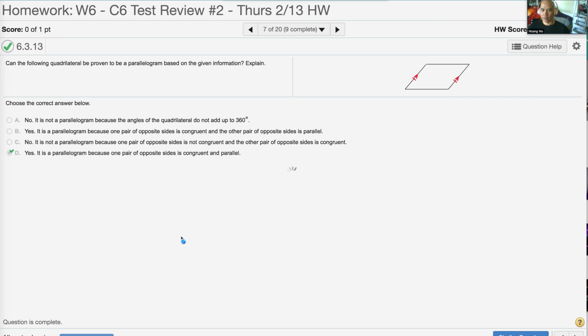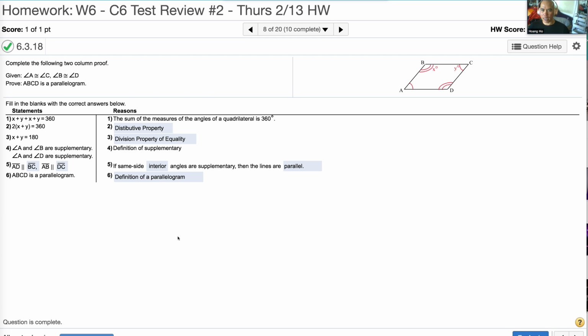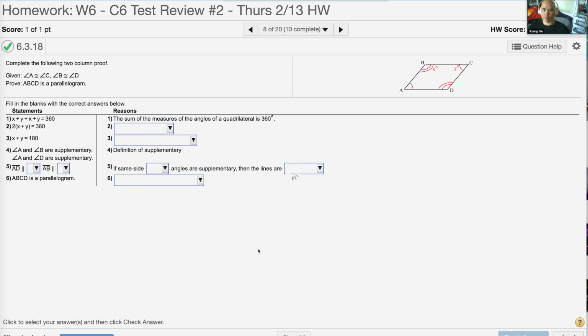Okay. Next question, question 8. Let's try again. Let's do it similarly. Alright. They give you angle A equals angle C. Look at the way they mark it: one arc. Angle B equals angle D, one arc. So prove this is a parallelogram.